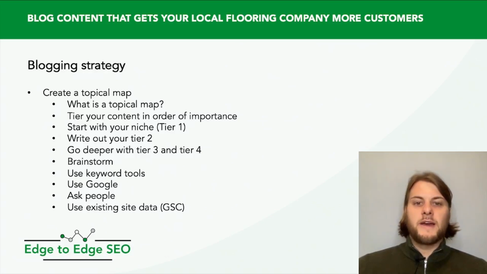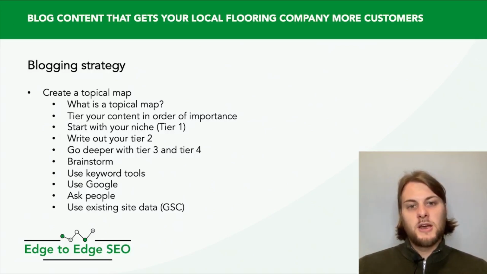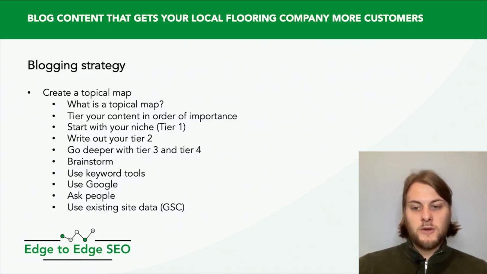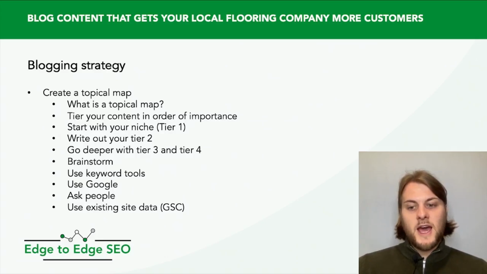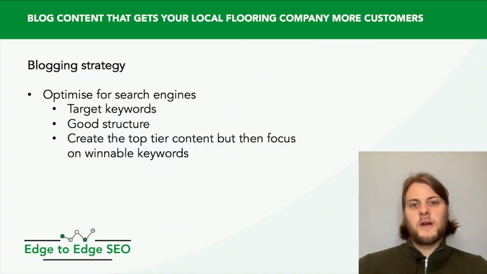So there really is no science to creating a topical map. It really is about you brainstorming the different keywords that relate to other keywords within your sub niche. So you can brainstorm it initially, you can then use keyword tools, you can then use Google, you can then ask people, customers or family and friends. And you can also use existing site data from Google Search Console. So once you've created your topical map, the next thing that you're going to want to do is create the content.